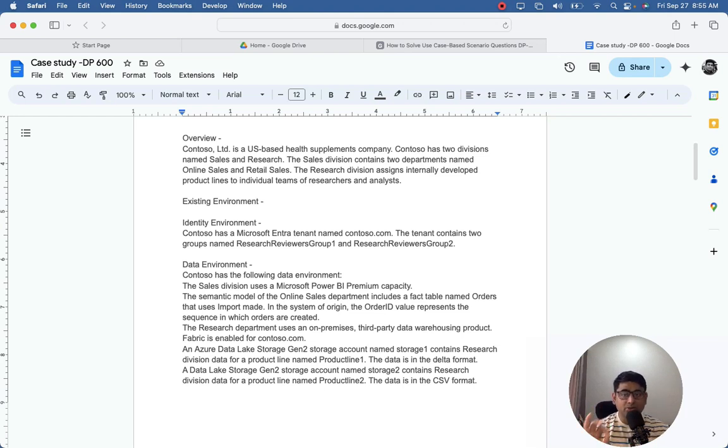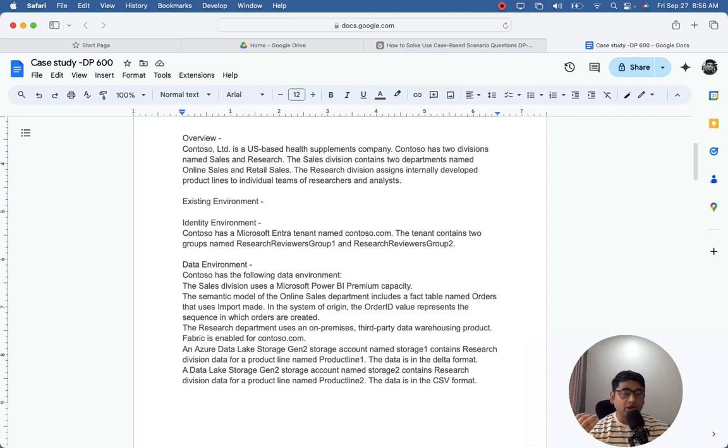Now you have an Azure Data Lake Storage Gen 2 storage account. Okay, the name is storage 1, containing research division data for product line 1. The data is in delta format. Now again they are saying delta format. So you should be aware what is delta format, why it is used, what is the advantage of the delta format, what is the disadvantage of delta format. These kinds of concepts you should be aware of, because in the coming paragraphs you may see questions based on that.